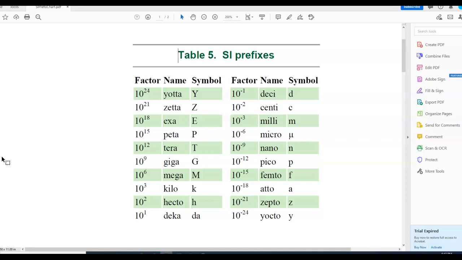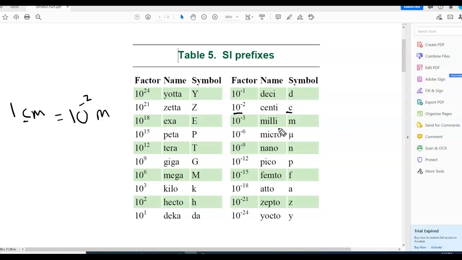Now, the way this chart works is like this. Okay, so let's take a look at centi. The number next to centi says 10 to the negative 2. In other words, if I have, let's say, centimeters, the C in centi is a replacement for 10 to the negative 2. In other words, 1 centimeter is equal to, if I replace that C with 10 to the negative 2, I can say that 1 centimeter is equal to 10 to the negative 2 meters.